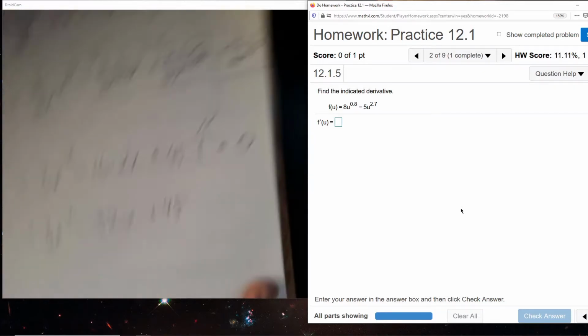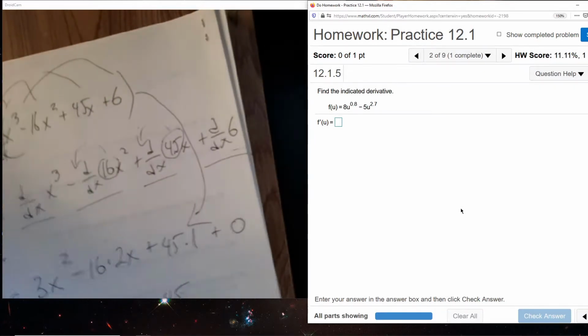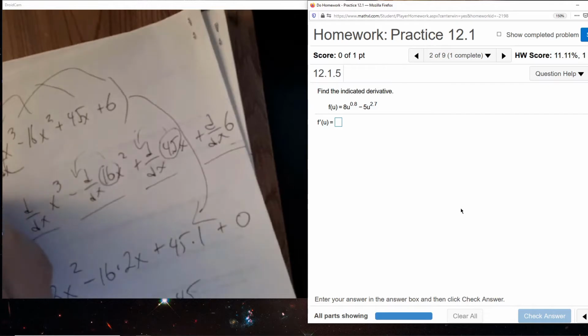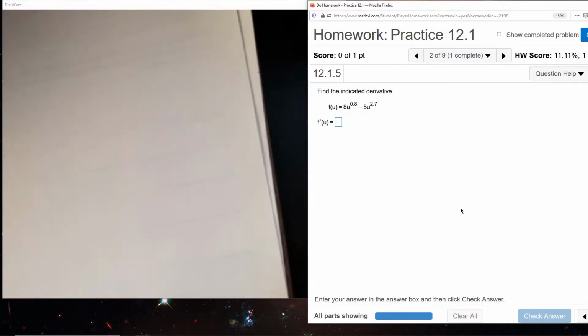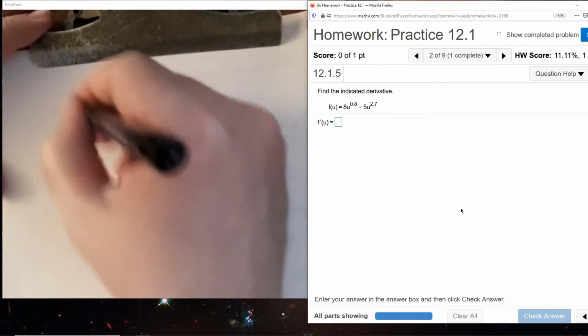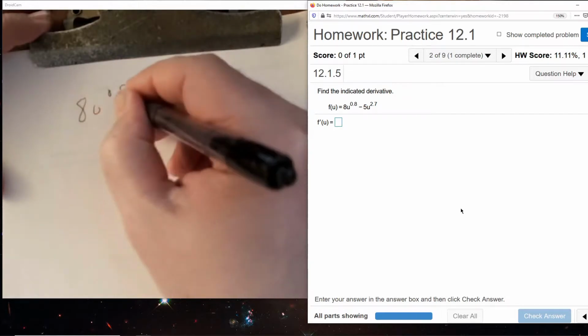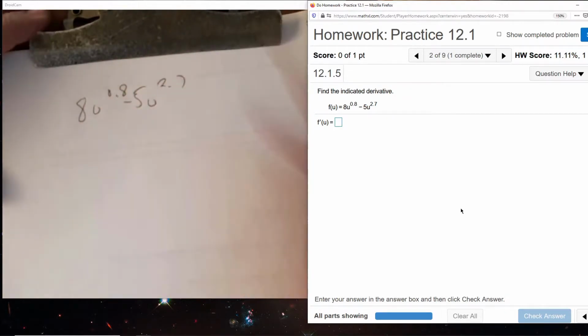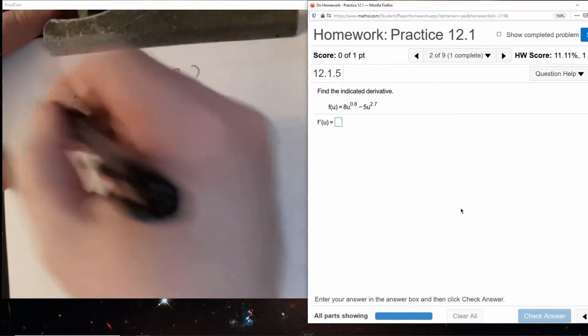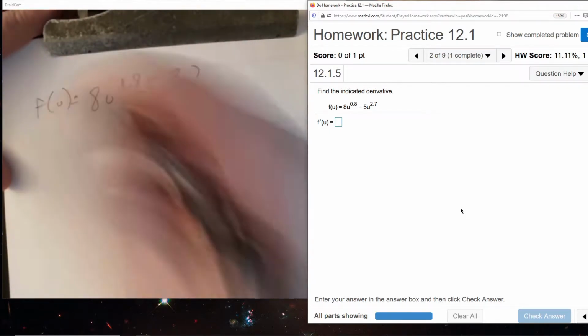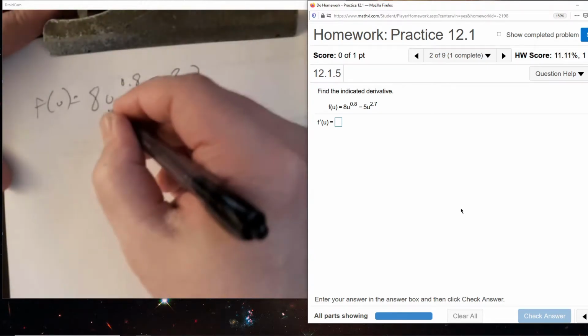Check out the next one. So they're going to give us a different letter this time instead of x. Mix it up a little bit. So we can take the derivative term by term. So let's do this first term.